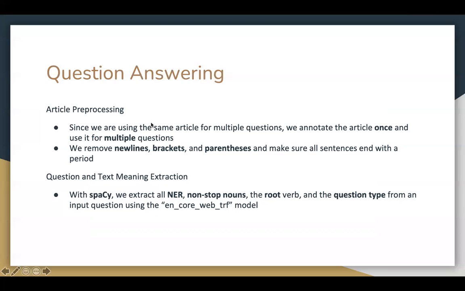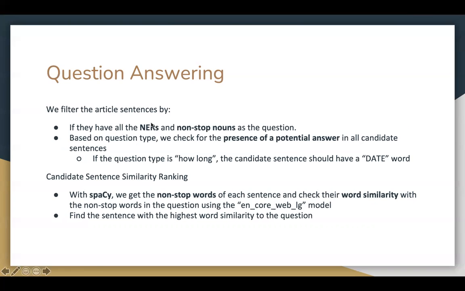We then extract all named entity recognition words, non-stop nouns, the root verb, and the question type from the question using spaCy's transformer model, which gave the most accurate root verb out of the models we tested. Next slide.